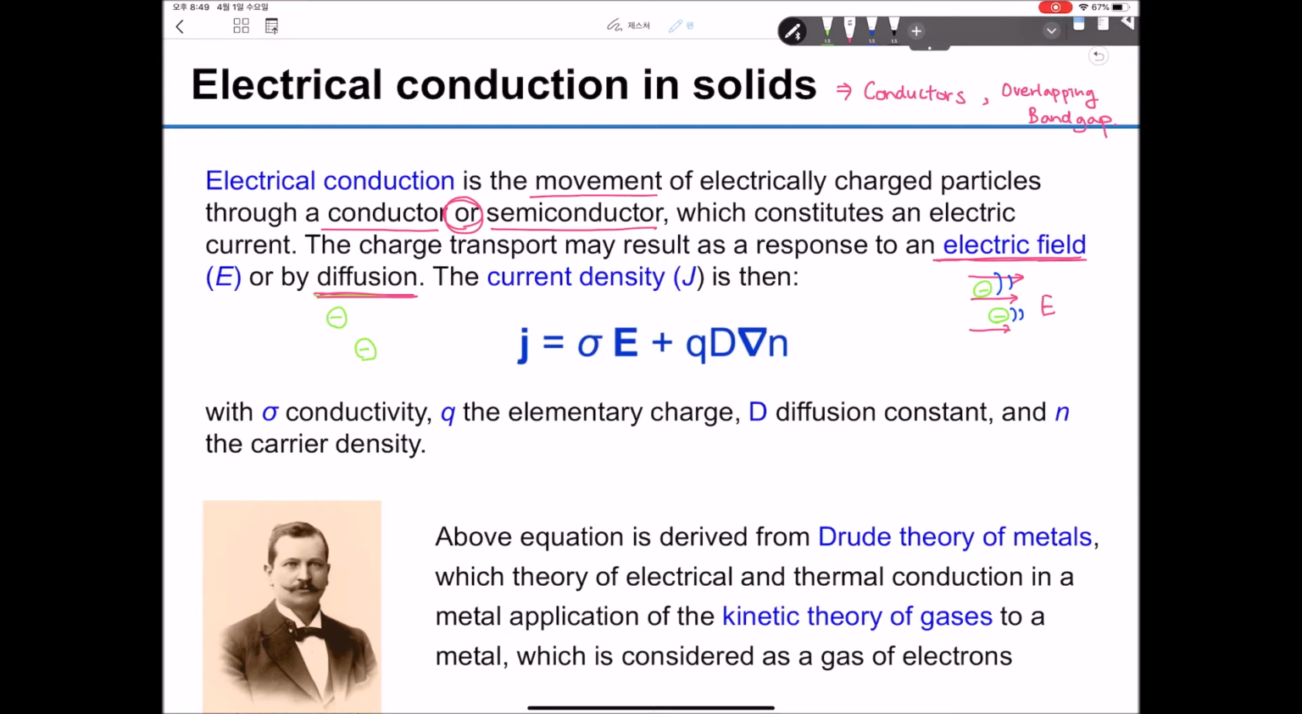Then the current density, the amount of current in a given space, can be expressed as a function of conductivity times the magnitude of electric field, plus single charge times the diffusion coefficient and the carrier density gradient over space, right? So this is the definition of current density, and we'll go into these terms one by one and understand how this expression has been derived.